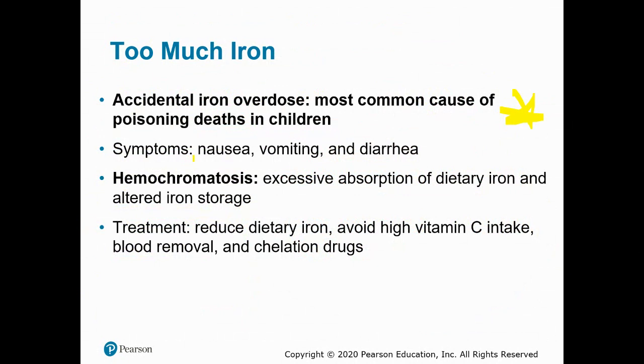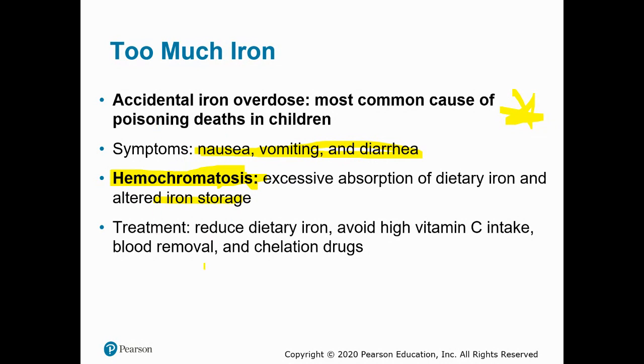So less severe iron toxicity would include symptoms like nausea, vomiting, and diarrhea, right? Basically, your body trying to expel or get rid of that excess iron. If this goes on for a long enough period of time, we develop something called hemochromatosis, which is basically excess iron storage, again, usually due to excessive iron supplementation. And there are some other mineral deficiencies that can cause symptoms similar to hemochromatosis. For example, copper, we'll see.